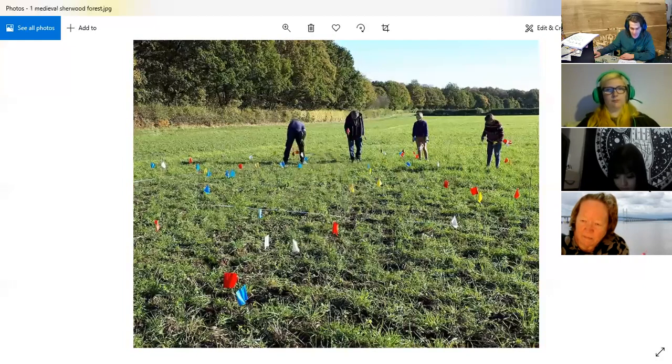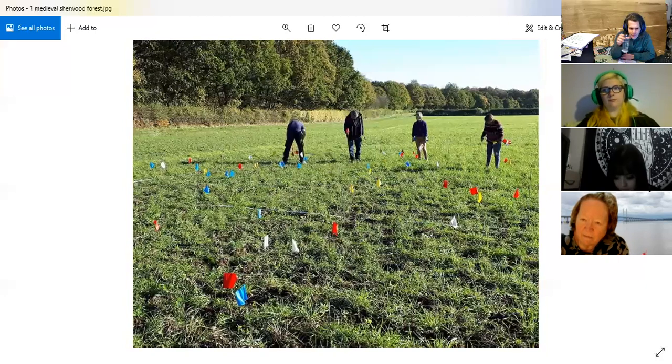And this is field walking. Do you know what? I like field walking because it sets the women against the children, or the men against the boys.